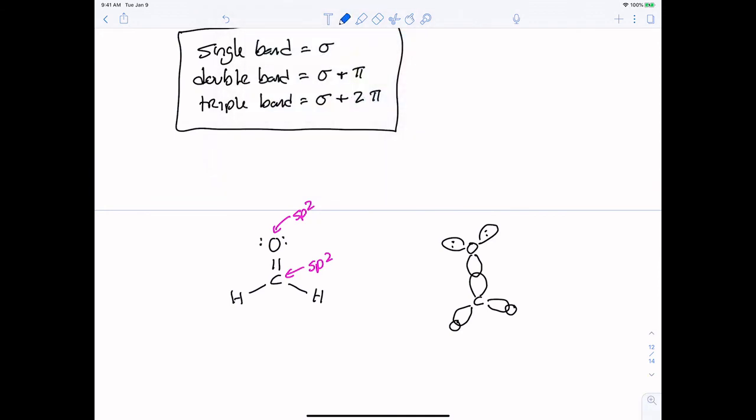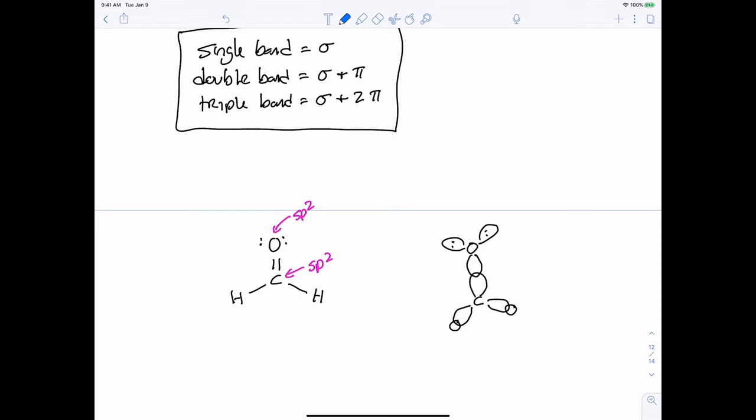And I'm not very good at drawing the perspective on this. If you guys are really artsy, by all means do it. But the p orbital is actually perpendicular to the plane of our sp2 orbitals. Remember, they're trigonal planar. They're just in 2 dimensions with bond angles of 120 degrees. A little bit different for the oxygen because of those lone pairs. But the p orbital then is going to be perpendicular to that plane.